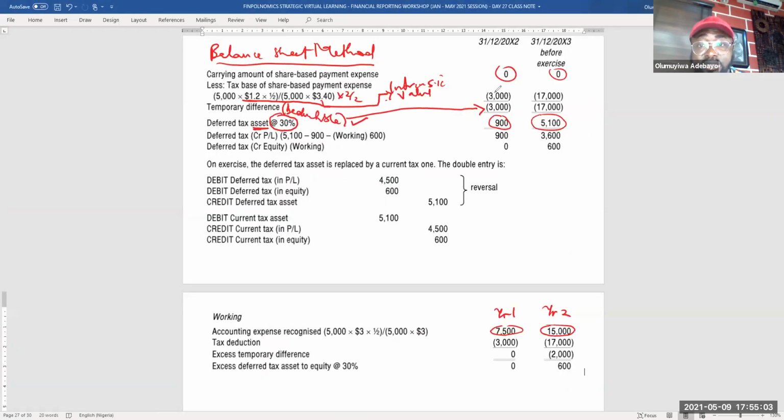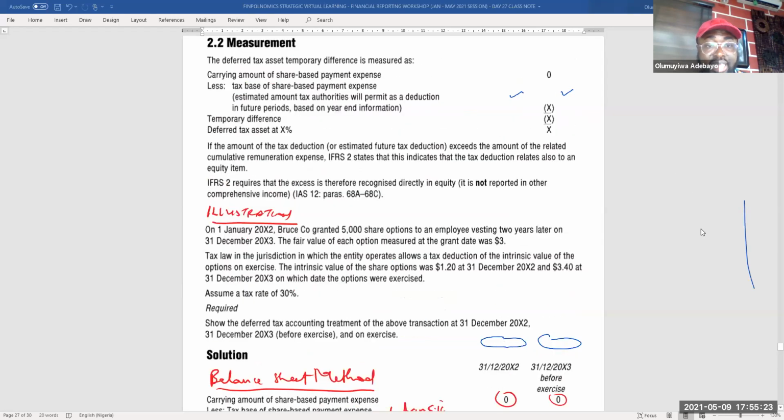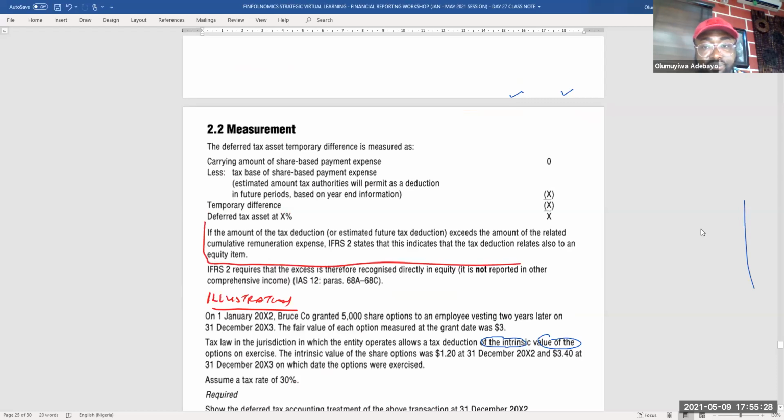And we compare that with what is allowable for tax deduction, being the intrinsic value of 3,000 and 17,000, which is what we have here. And the position which we have earlier shown you is as follows. And what is the position? The position here is this, that if, I'll read it to you now. If the amount of tax deduction or estimated future tax deduction exceeds the amount related to the cumulative share-based payment expense, then, as required by IFRS 2, that excess tax deduction relates to an equity item. And that equity item will be reported directly in what? Equity.